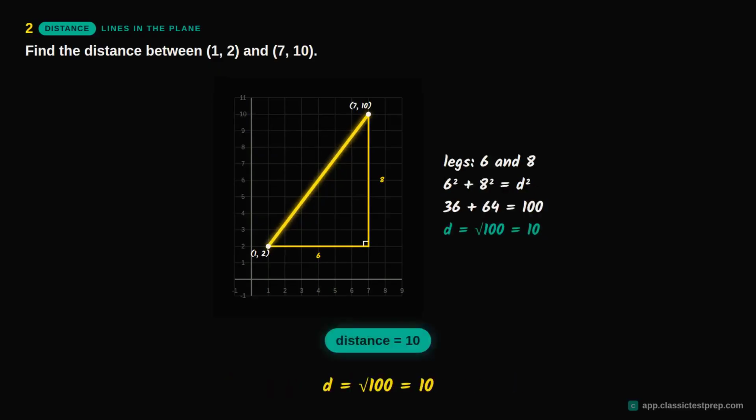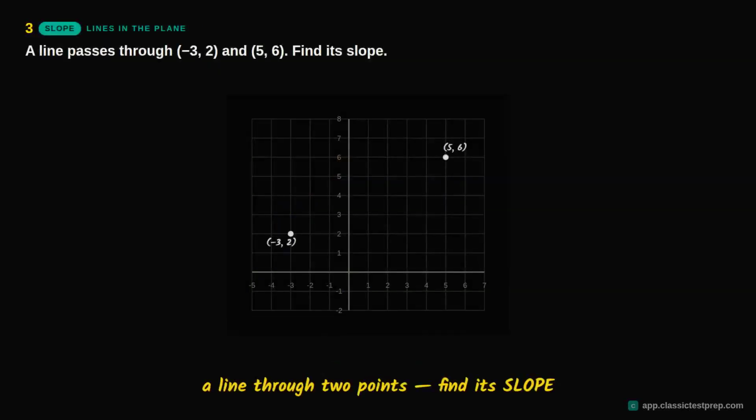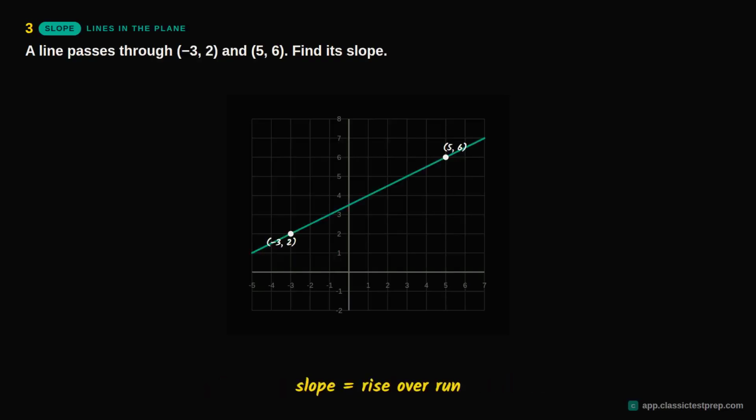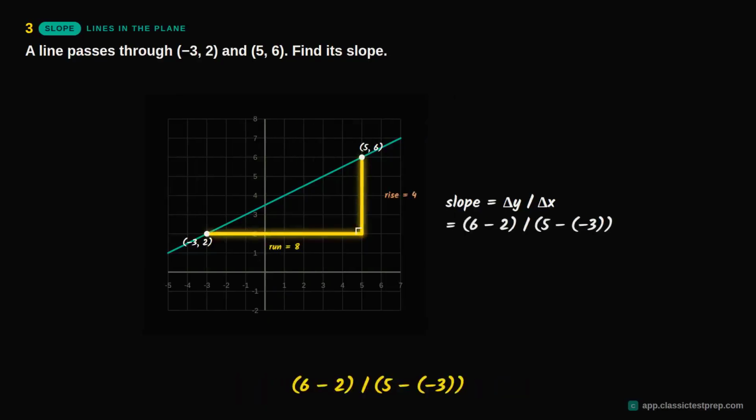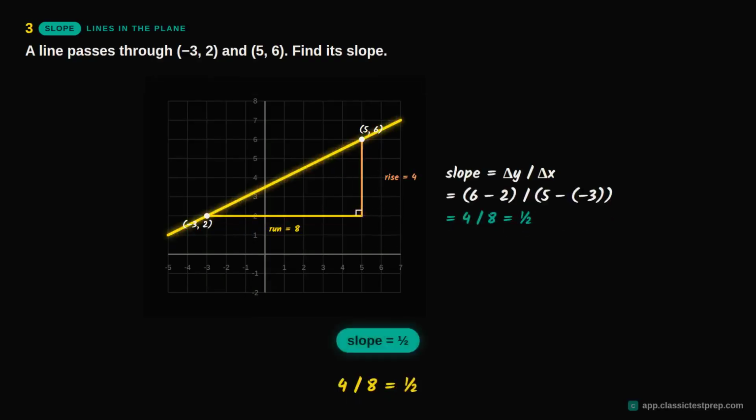Now let's say you are given 2 points in the coordinate grid and you were told that a line passes through both points and you're asked to find the slope. So we're given the points (-3, 2) and (5, 6), and we're told that a line passes through both points and we're asked to find the slope. Well, we just need to find the rise over the run, which is the change in y divided by the change in x. That gives us the slope. So 6 minus 2, that's the change in y, divided by 5 minus -3. That's the change in x. That gives us 4 over 8, which is 1/2. So the slope is 1/2.